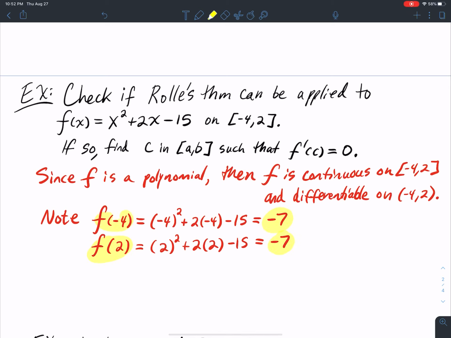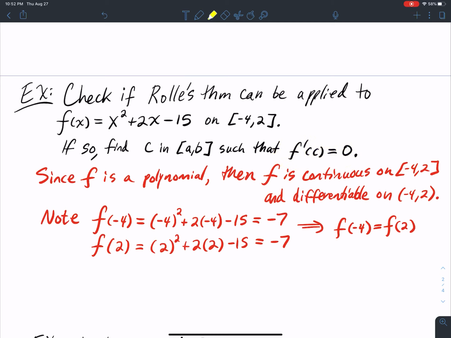So what does this tell me? This tells me that the endpoint y values are equal to each other. That's another part of Rolle's theorem, right? I want to know that it's continuous and differentiable and that the endpoints are equal. Now that I know I can apply Rolle's theorem, I'm going to do it. So Rolle's theorem says that there's some c such that the derivative evaluated at c is equal to 0.